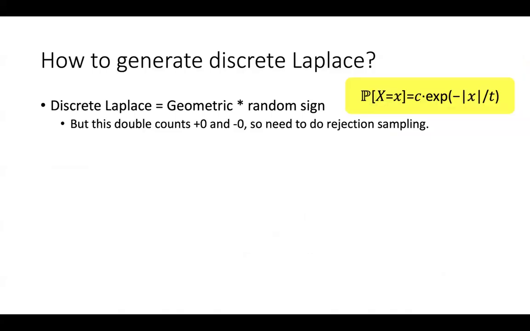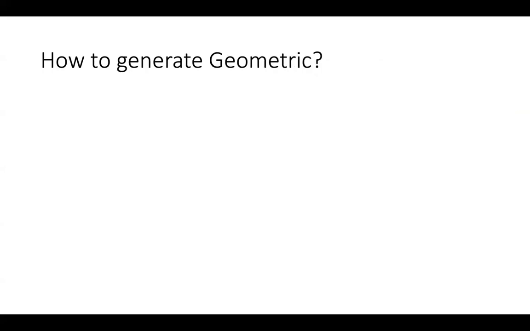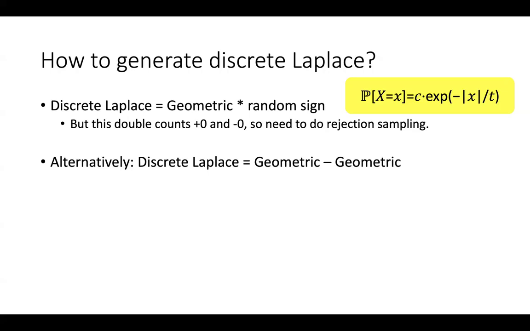So there's two ways to do it. The simplest way is to see that a discrete Laplace is a geometric random variable with a random sign. You have to be a little bit careful because you're double counting 0, like plus 0 minus 1. So we also need to do a little bit of rejection sampling here. An alternate way to do this without rejection sampling is just to take two independent geometric random variables and take the difference. So that's how we sample a discrete Laplace, given that we can sample a geometric random variable.